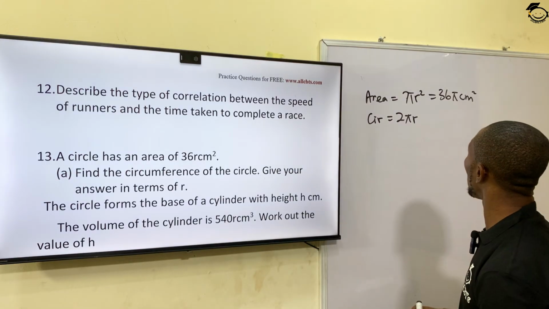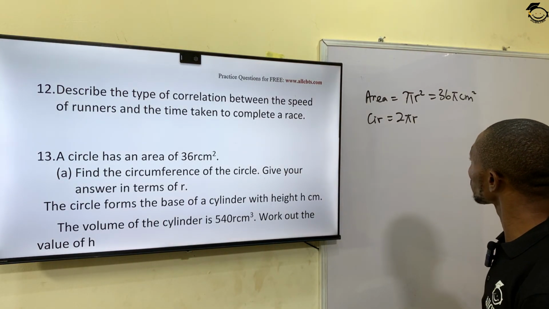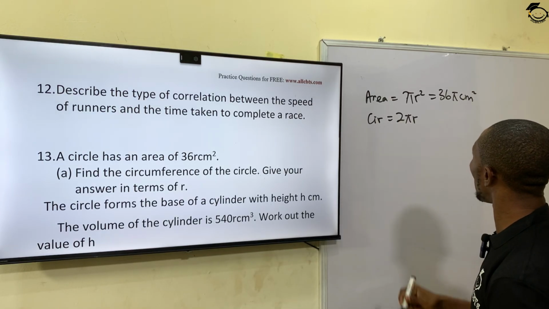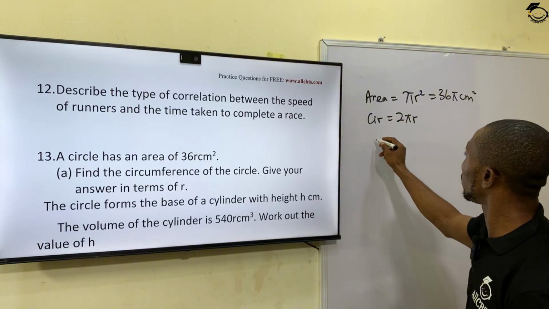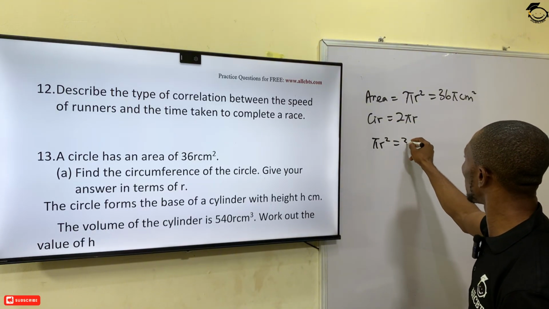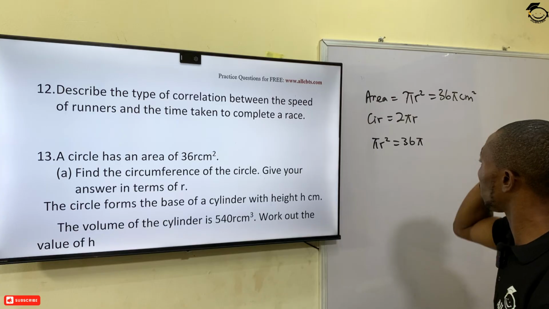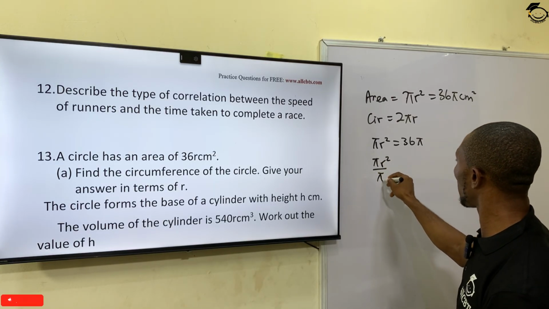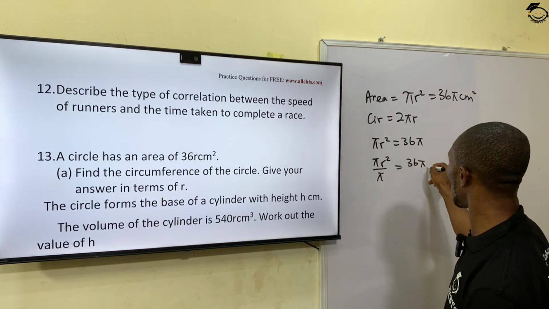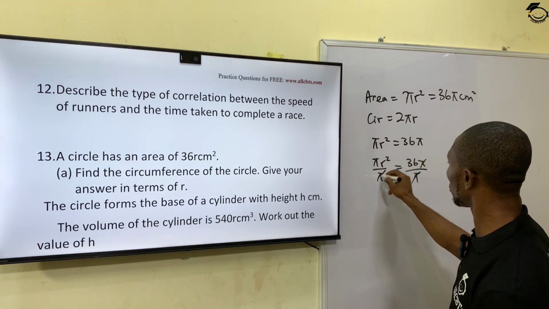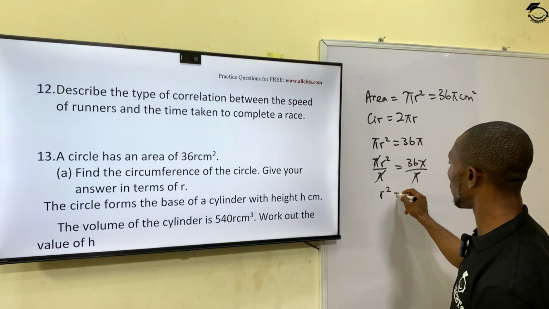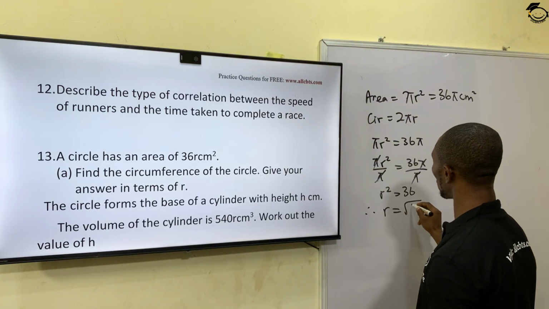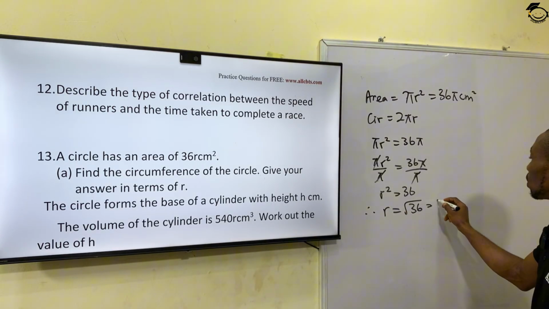So for us to find the circumference of the circle, we need to find our radius. From the area, we know that pi r squared equals 36 pi. So divide both sides by pi. This becomes pi r squared over pi equals 36 pi over pi. Pi cancels pi, leaving you with r squared equals 36. So therefore, our r will be the root of 36, which gives us 6.